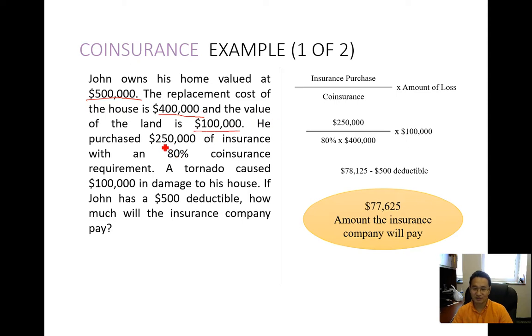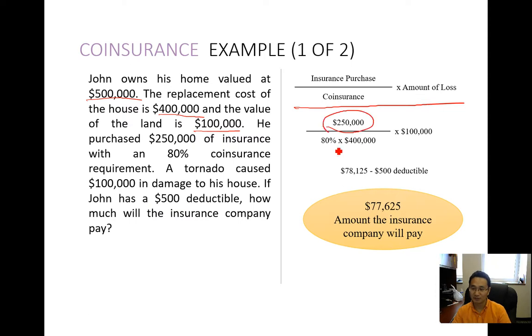He purchased 250,000 of insurance with an 80% co-insurance requirement. The tornado costs 100 grand in damage. If it has a 500 deductible, how much will the insurance company pay? So just apply this formula, right?